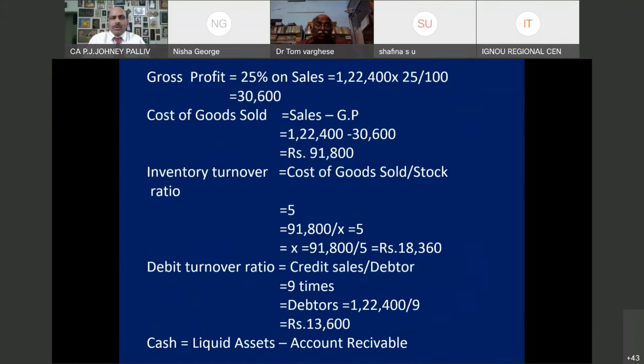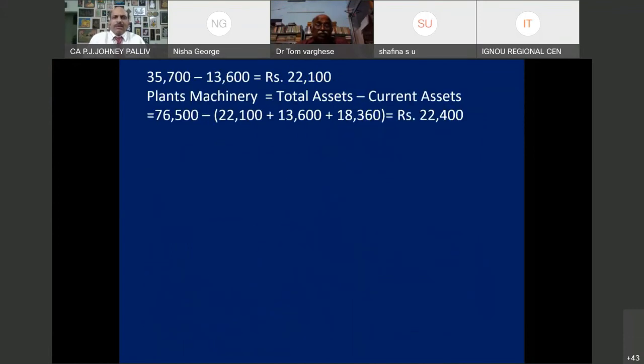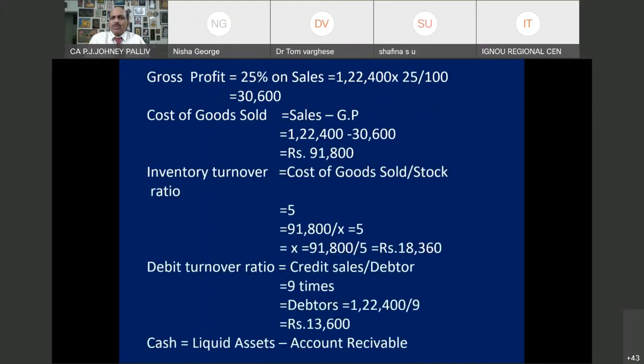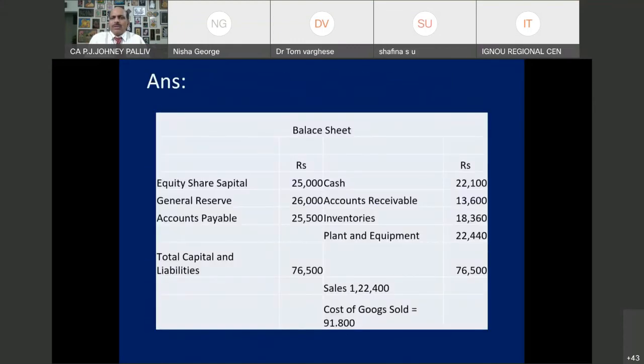76,500. Clear. So, you can see the last item, plant and machinery. Plant and machinery is the total assets minus current assets. That is equal to total assets, which means 76,500 minus 22,100 plus 13,600 plus 18,360. Is equal to 22,400. Is it correct? Balance?